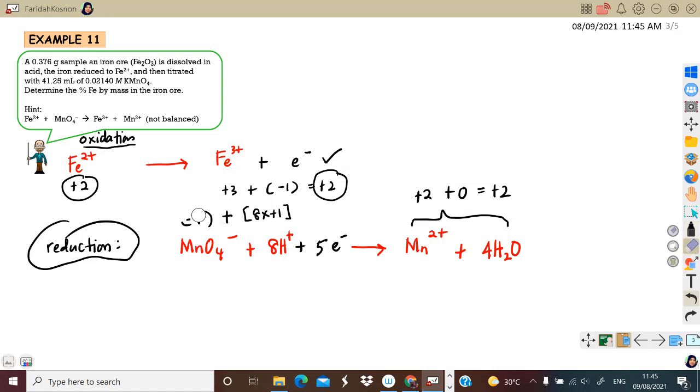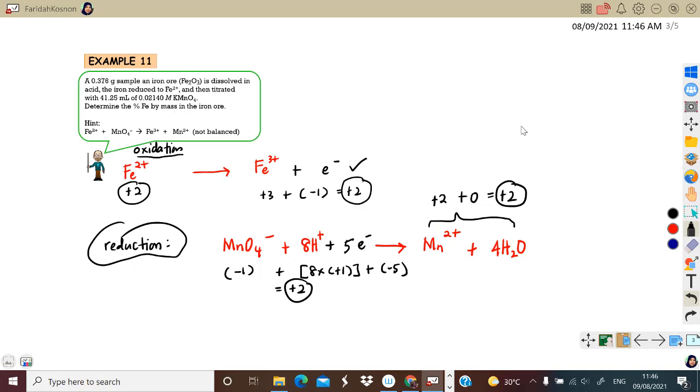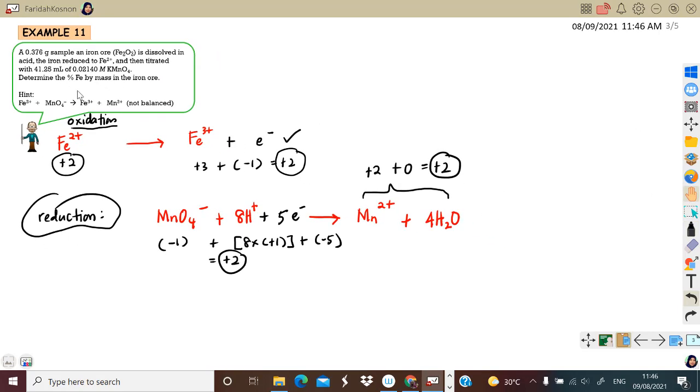Okay, yang ni saya turunkan ke bawah lah. Saya tulis ke bawah supaya you nampak. Okay, so here we have negative 1, 8 times positive 1 plus 5 electron, negative 5. So we have here positive 2. So equivalent. Alright. Okay, let's continue by combining these both equations. Alright, kita combine.